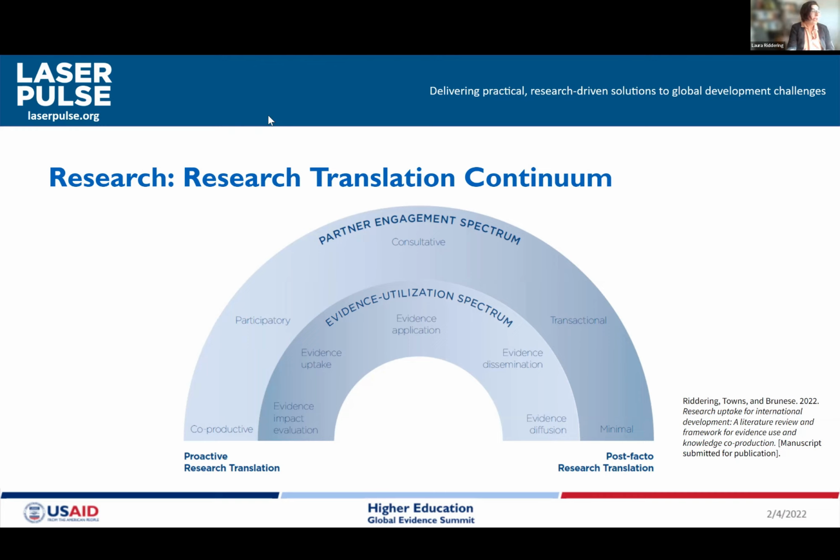And so on one end of the spectrum, you can see the proactive research translation that's on the left. And that's what we identified as intentionally planning for evidence use before research begins and ensuring continuous collaboration between the academic researchers and practitioners until evidence is utilized to change policy or practice. On the other end, or the right-hand side, you can see that we called it post facto translation. And this is applying academic research to policy or practice after the research has been conducted and published. And in this one, there's minimal collaboration between academic researchers and practitioners.